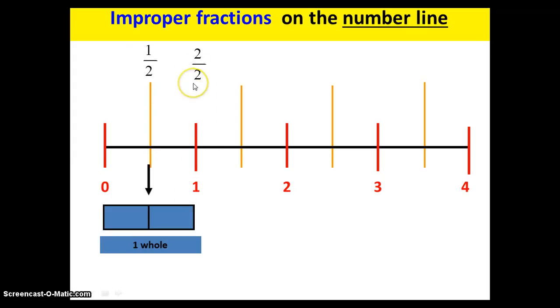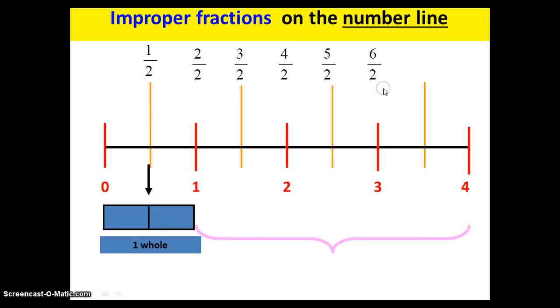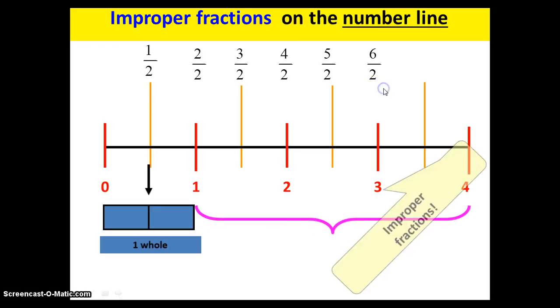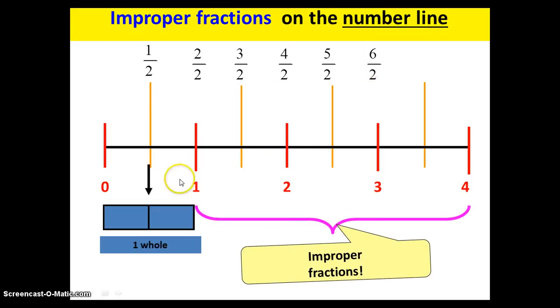So this is actually an improper fraction. Here we have 3 halves. And what about 2 wholes? It will be 4 halves, 5 halves, 6 halves. And all these fractions are actually improper. So from here you can see that the numbers represented by 1 and 4 can be changed to improper fractions.